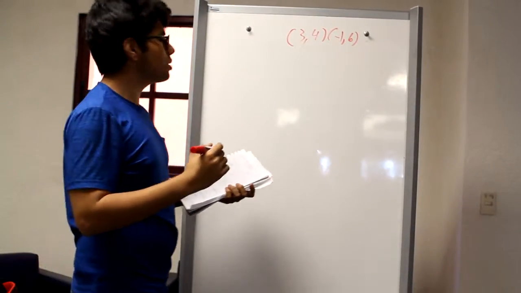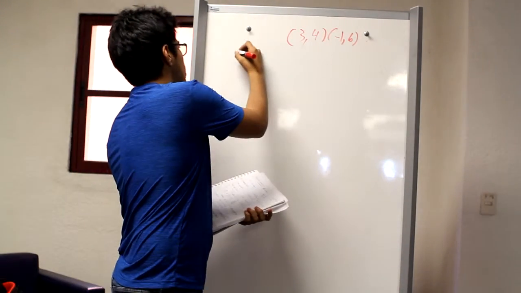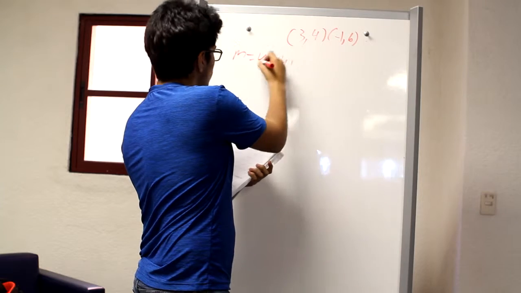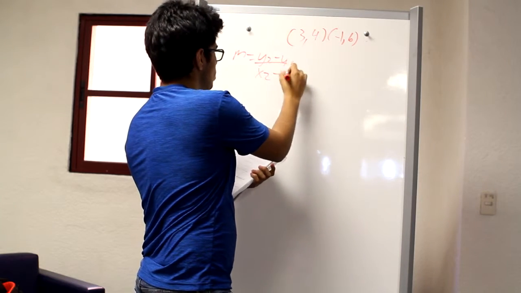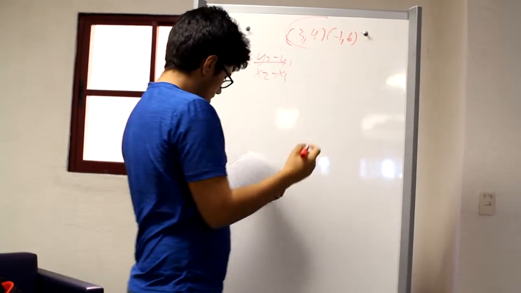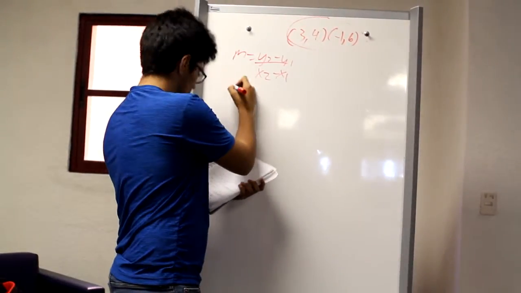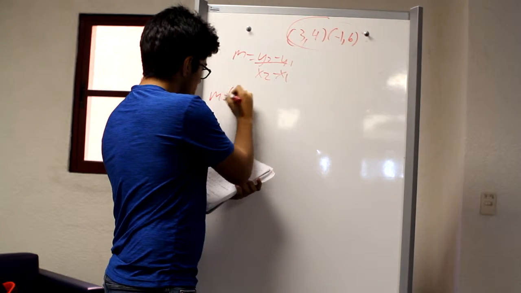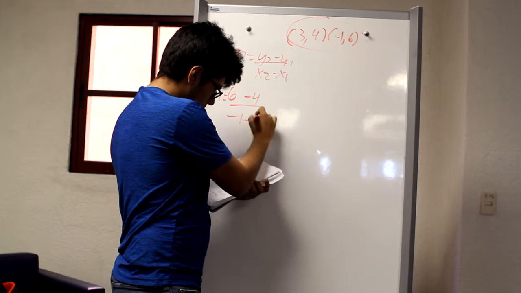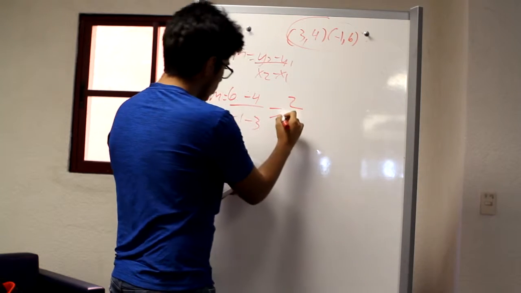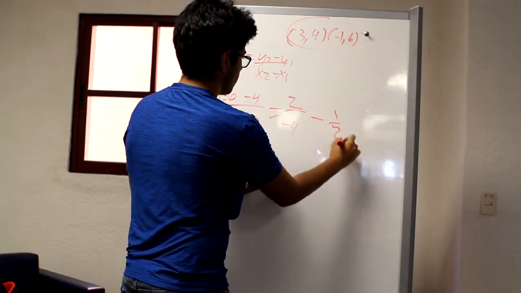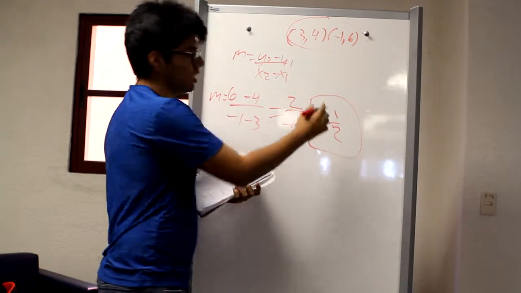Okay, so first we're going to explain the slope formula, which is slope equals y2 minus y1 over x2 minus x1. Now we can do an example of this using these coordinates: slope equals 6 minus 4 over minus 1 minus 3, which equals 2 over minus 4, which equals minus 1/2. And this would be the answer.